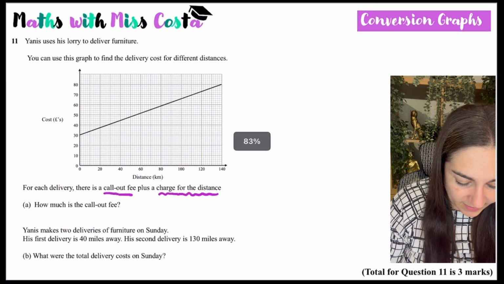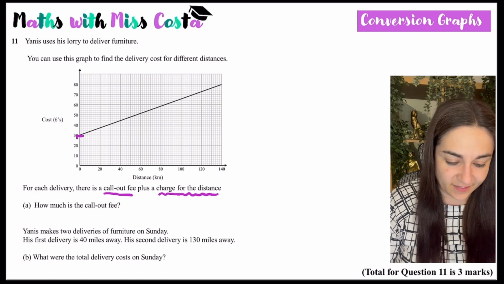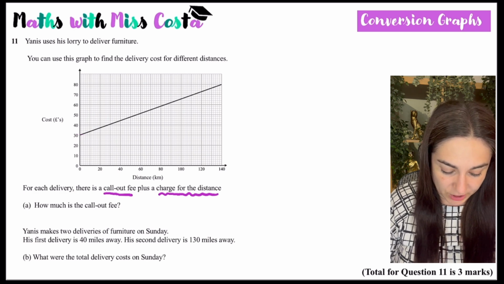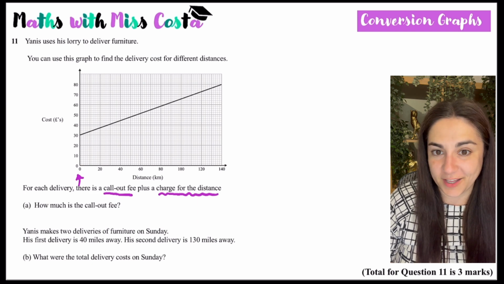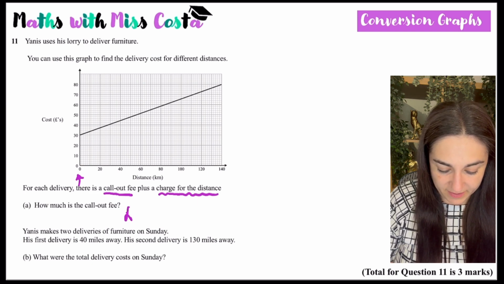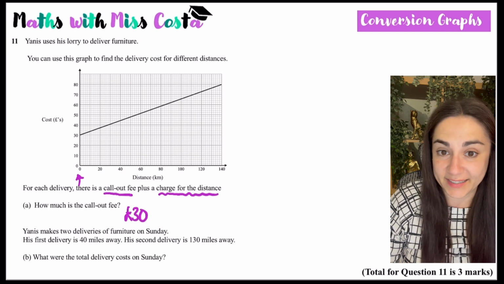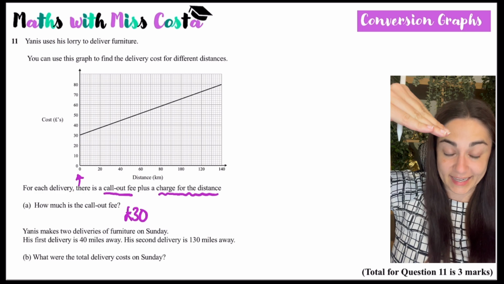So over here, we can see that 30 is the starting price. So even if you don't travel any distance, you're going to get charged £30. So the call out fee must be £30. Essentially, the call out fee or the fixed charge is going to be where the line crosses the y-axis. That's the start point.